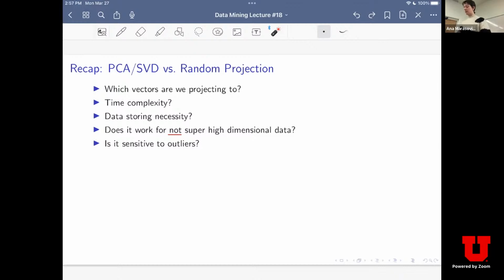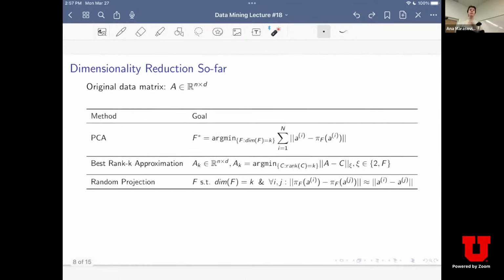Just remember, and I want to emphasize this, that these are different methods. Don't think about them as one being superior to the other. Think about what fits your problem the best.